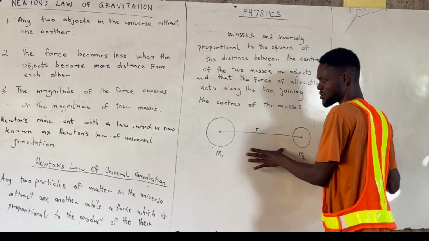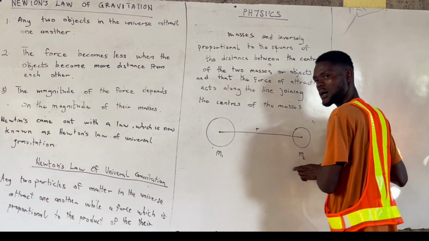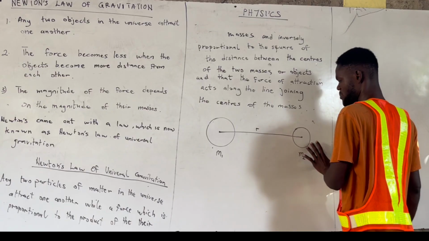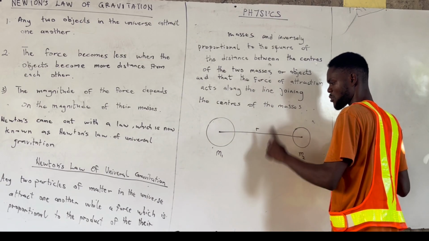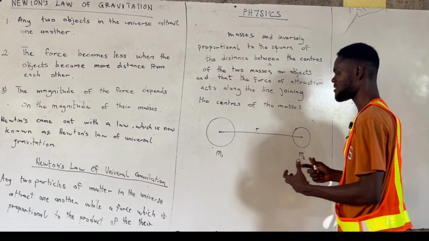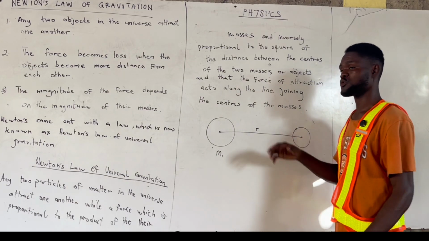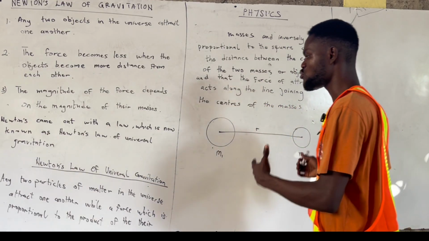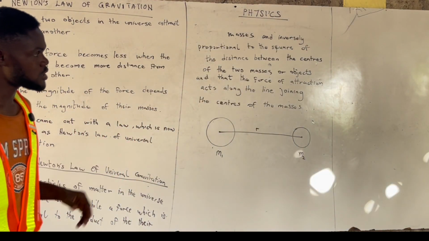And that force is proportional to the masses of the individual bodies. Body A and body B, or body 1 and body 2. The force is proportional to the product of their masses, and inversely proportional to the square of the distance between them. That is Newton's law of universal gravitation. So we are going to prove this based on the formula, based on the law. So let's move on.